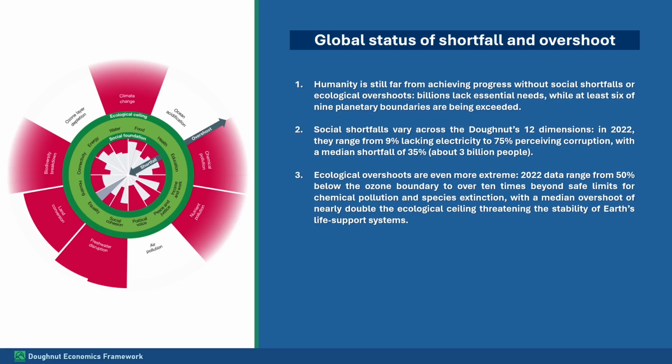The status of these ecological indicators in 2022 ranges from around 50% below the stratospheric ozone boundary to more than 10 times beyond the safe boundaries for chemical pollution and species extinction, with a median level of overshoot that is nearly two times beyond the ecological ceiling.